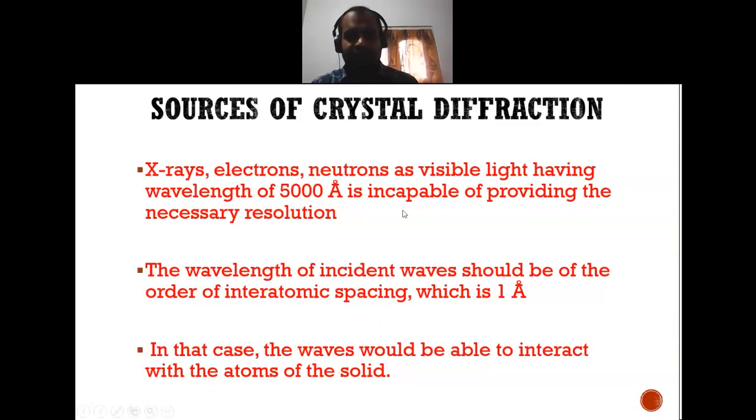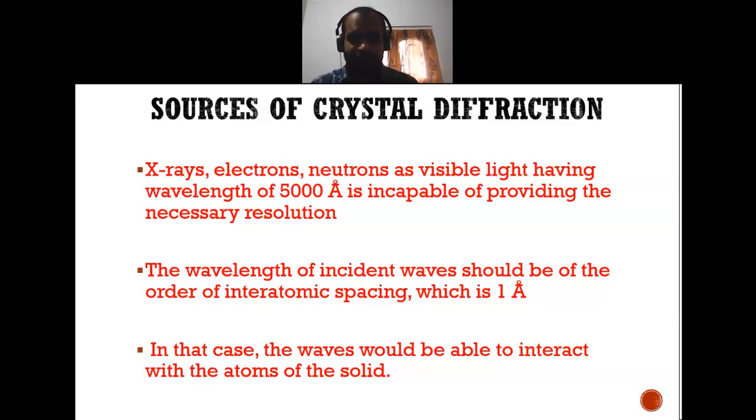So in order to learn more about crystals, or to identify unknown crystalline materials, what are the sources that we can generally use? The sources you can generally use are X-rays, electrons, or neutrons. Okay, so why X-rays, electrons, and neutrons? That point will be coming next. You may be asking, why can't we use visible light?